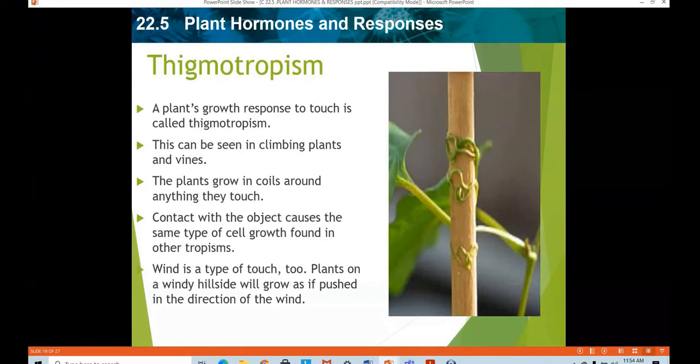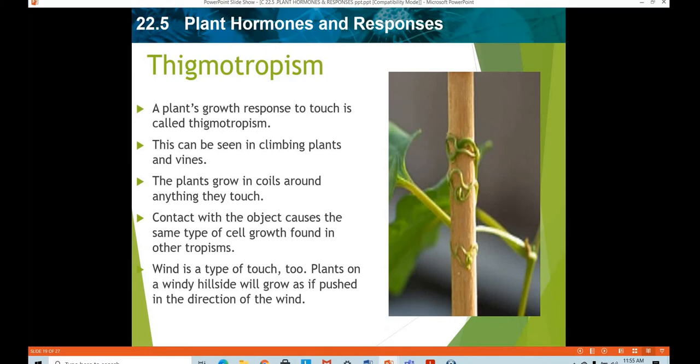Now let's talk about thigmotropism. What is thigmotropism? Many plants also have a response to touch called thigmotropism. This quality is apparent in climbing plants and vines. Tendrils emerge from the leaf base of these plants and grow in coils around anything they touch. In these curling fingers, contact with an object triggers the same sort of cell growth that is found with other tropisms.